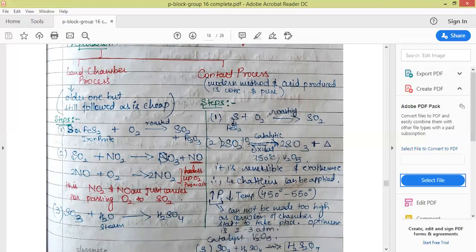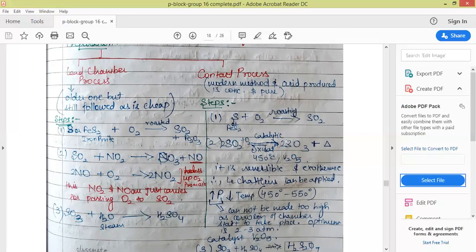The second step of the contact process is the oxidation of sulfur dioxide with oxygen itself. This is a catalytic step which is done at 450 to 500 degrees Celsius in the presence of V2O5 as catalyst. Here this is an exothermic reaction and also it is reversible. So here SO2 is getting converted to SO3.